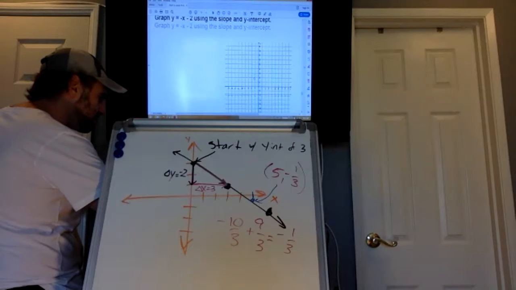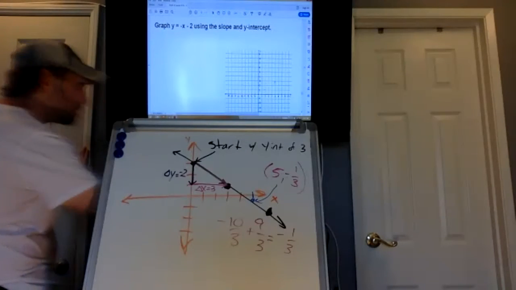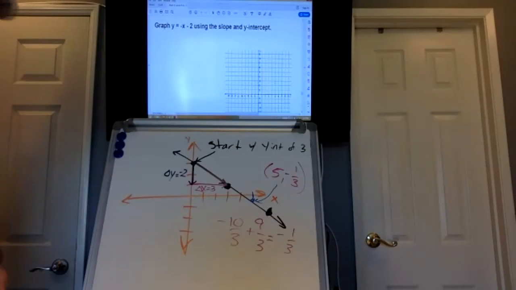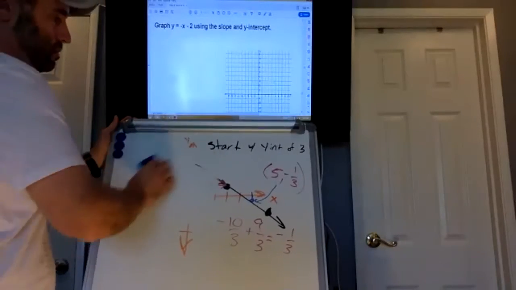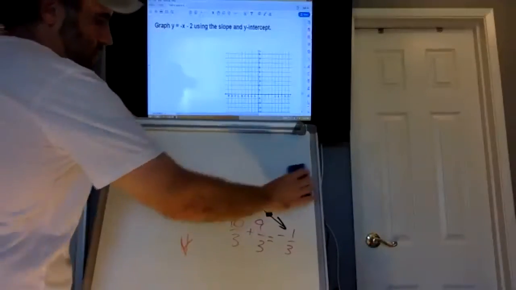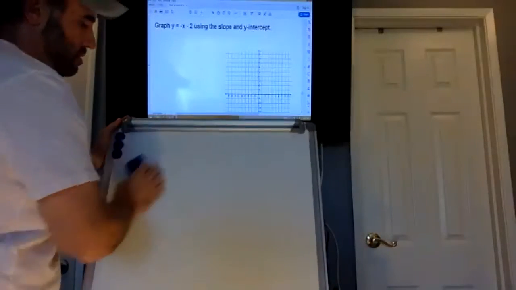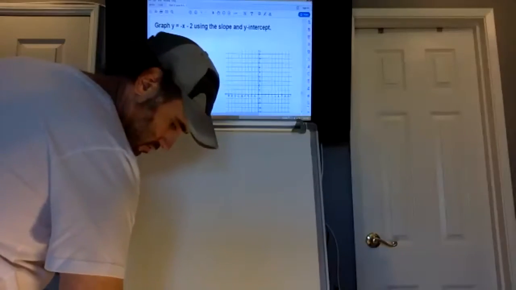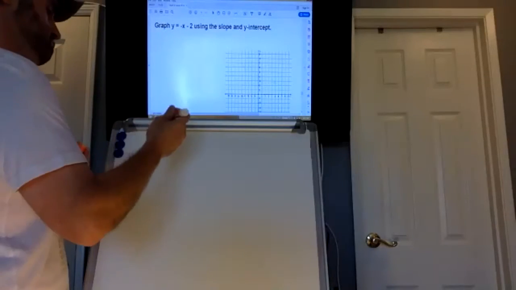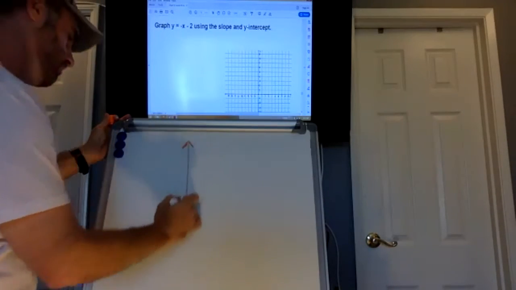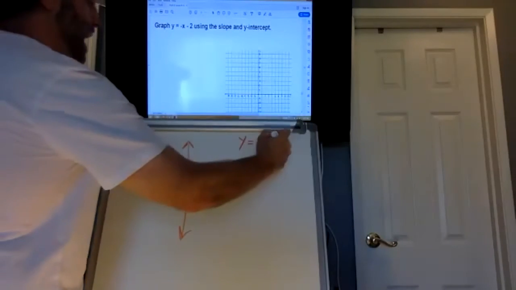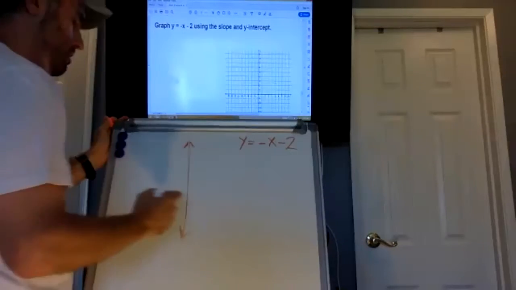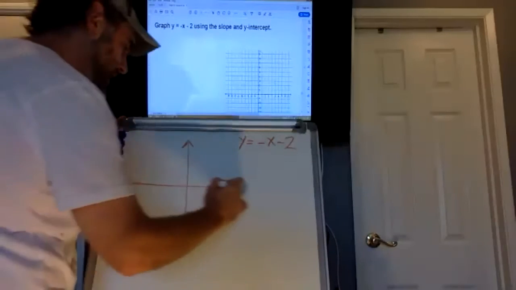Try this one. Go. What does that say? It says y equals negative x minus 2. Okay, thank you. You got it.